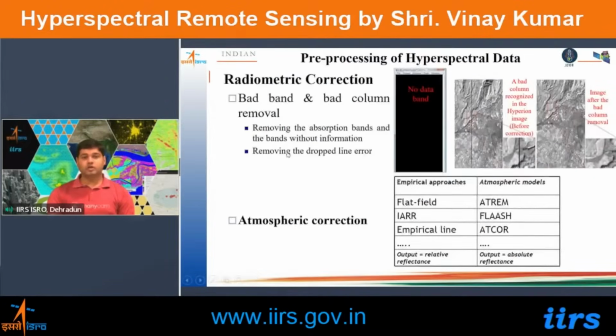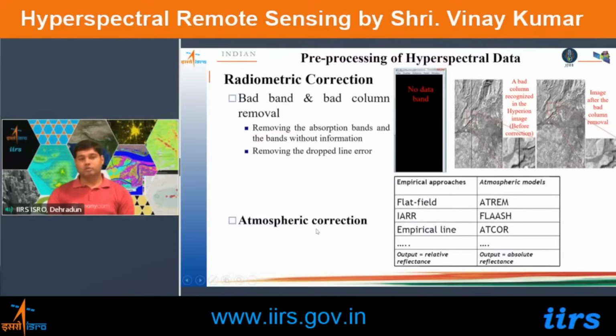First, you can see we have to go for bad band and bad column removal. This kind of no data band will be there, so that needs to be removed. They are absorption bands and noisy bands. And some of the bands will have drop line error, which needs to be corrected by averaging the nearest neighbor pixels.